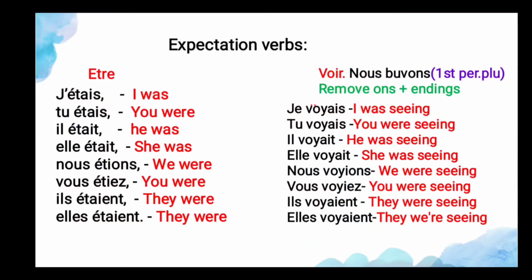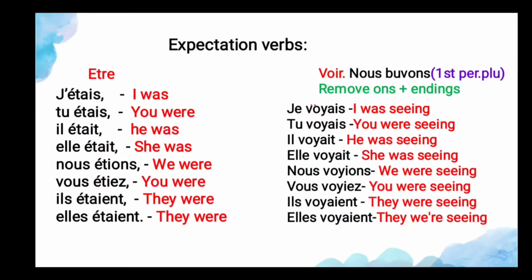And next verb is what? Voir verb. See here you have to change something. Nous voyons, we take the ons, and you have to remove the ons and add the endings. Je voyais, it means I was seeing. Tu voyais, you were seeing.